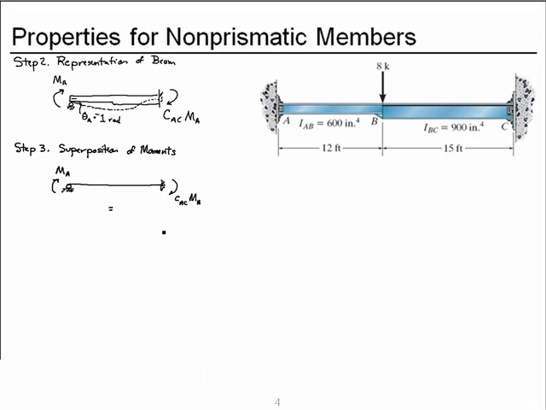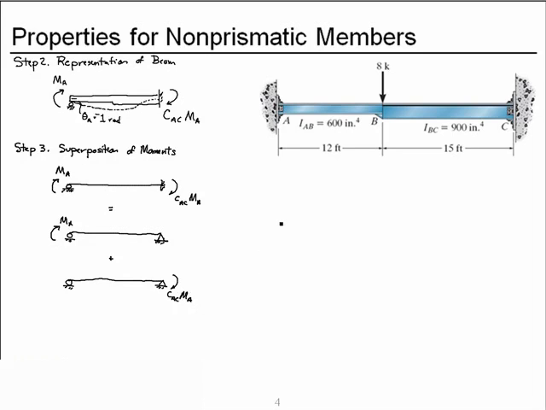But to create that, I'm going to use a determinate beam so that I know how to construct the moment diagram. With the moment at the left end applied, and then another beam with just the moment applied at the right end.